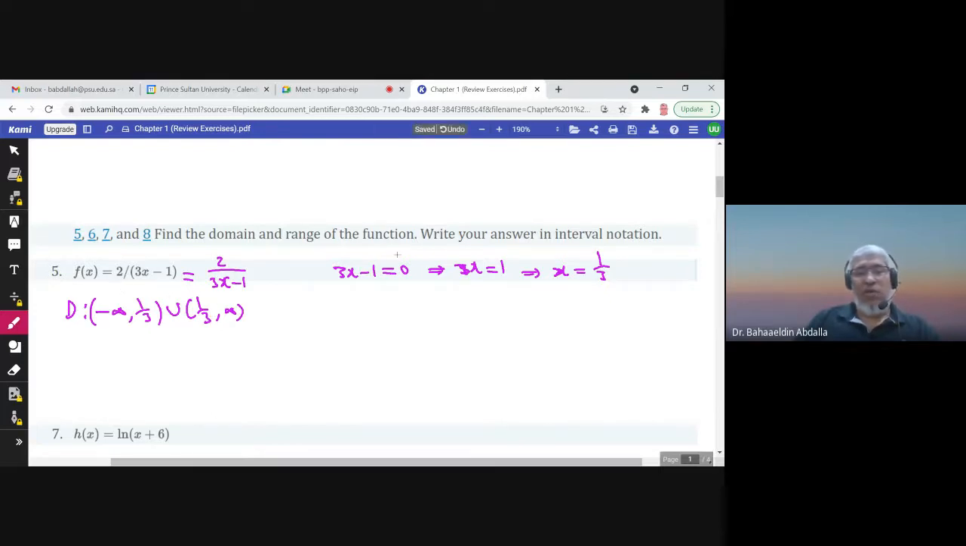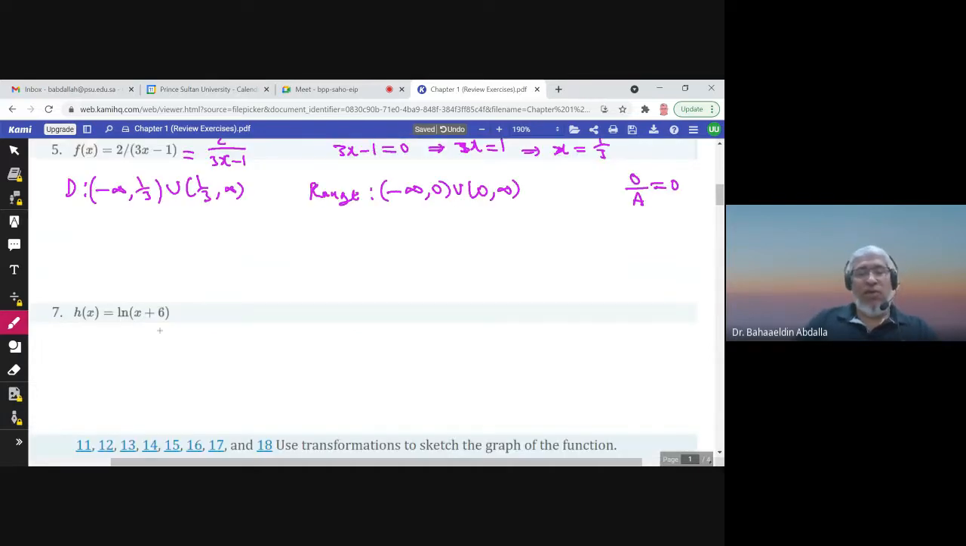Also, if you want to determine the range, you think of the possible values of y. Well, this is y, it's 2 over 3x minus 1. The numerator is 2, so y will never be 0, because you only get 0 if you have 0 over a number which is not 0. So y will never be 0. So you can say that the range of this function is all real numbers except 0, or from negative infinity to 0, union 0 to infinity.